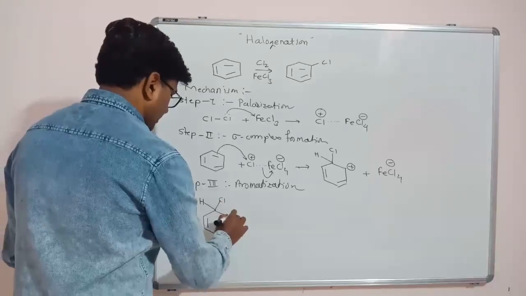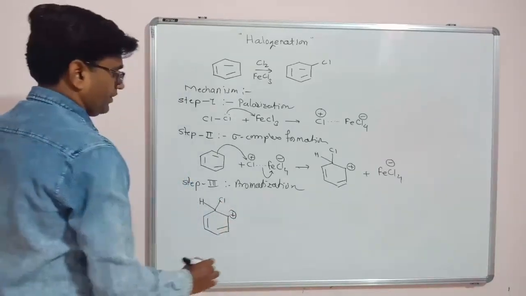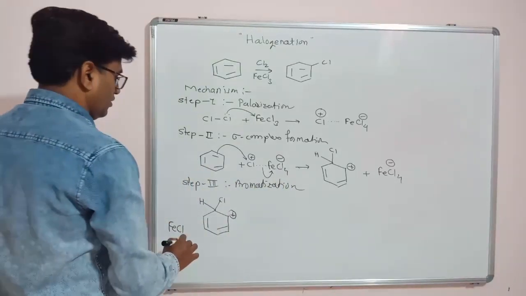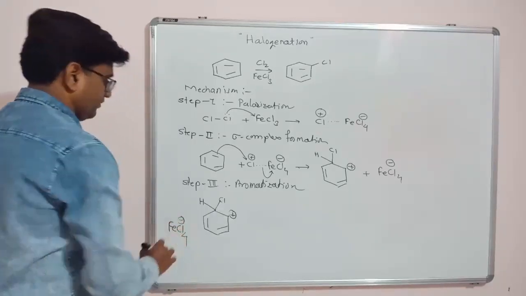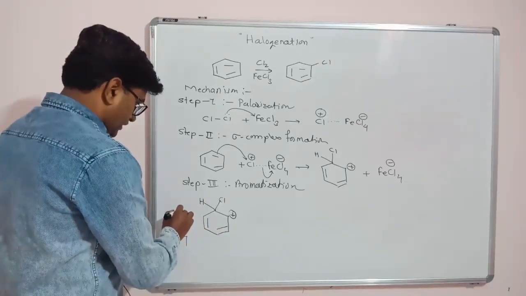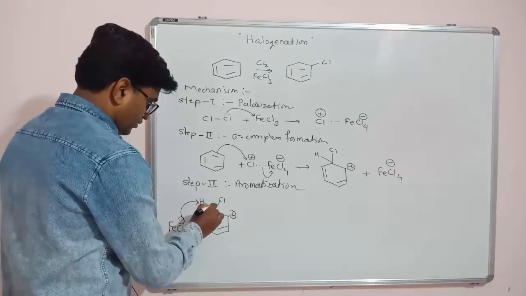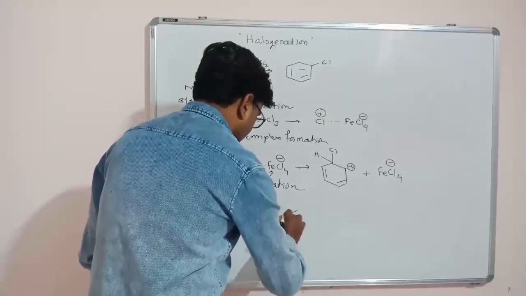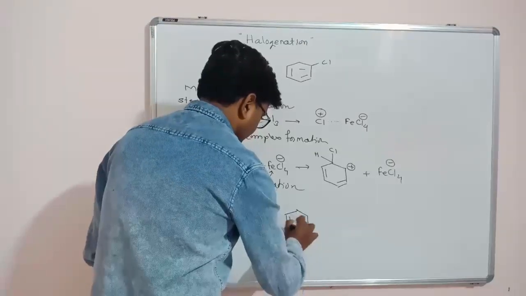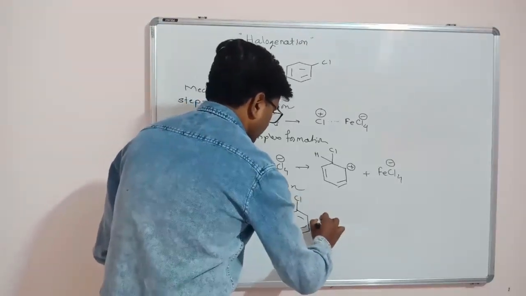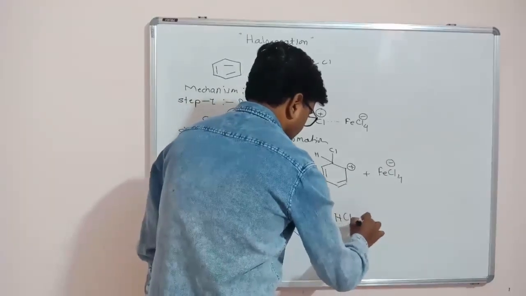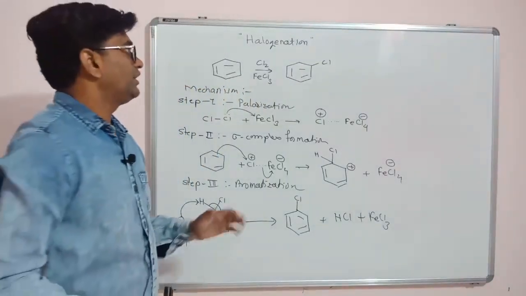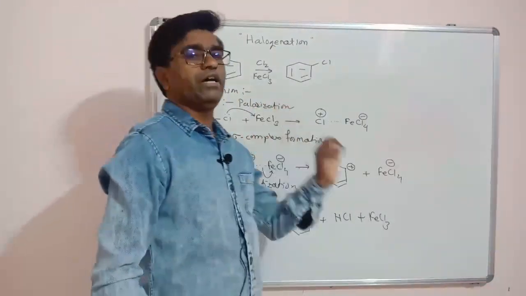This is the sigma complex, here is the positive charge, this is the double bond. So we have a conjugate base, that is FeCl4 minus. This will abstract this proton, the sigma bond will break, those electrons go inside, and this positive charge will be neutralized. So we will get the product, chlorobenzene, plus HCl plus our catalyst, FeCl3. In this way, this is called the halogenation reaction of aromatic rings.